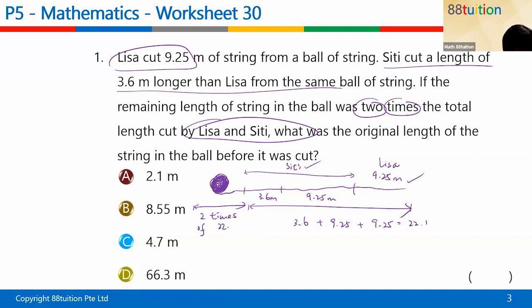2 times of what? 2 times of 22.1. So 2 times of 22.1 will be 44.2. So what is the original length is, you must plug back your 22.1, that gives you 66.3. Yeah, you are right, 66.3. So this one to here, all in all, you add up.